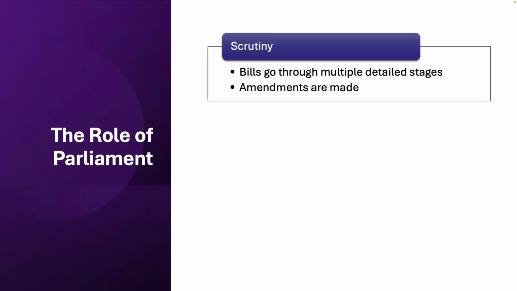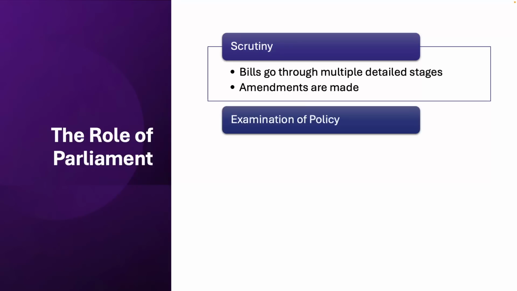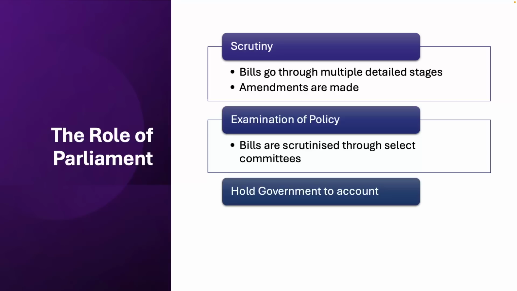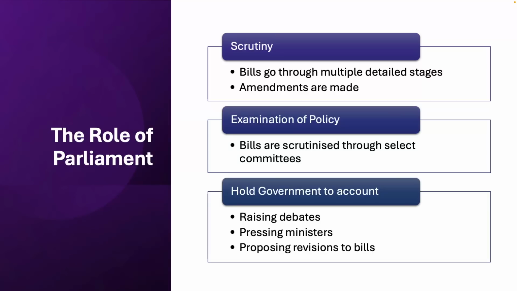We'll get to this in more detail when we look at the legislative process in a few videos' time. Amendments are then made to the legislation, which can themselves be scrutinized, and this is a process of improving legislation. Parliament also examines policy, so bills are scrutinized through various select committees. And then finally, scrutiny can also be applied to the government. They hold the government to account. They raise debates, they press ministers, they propose revisions to bills.